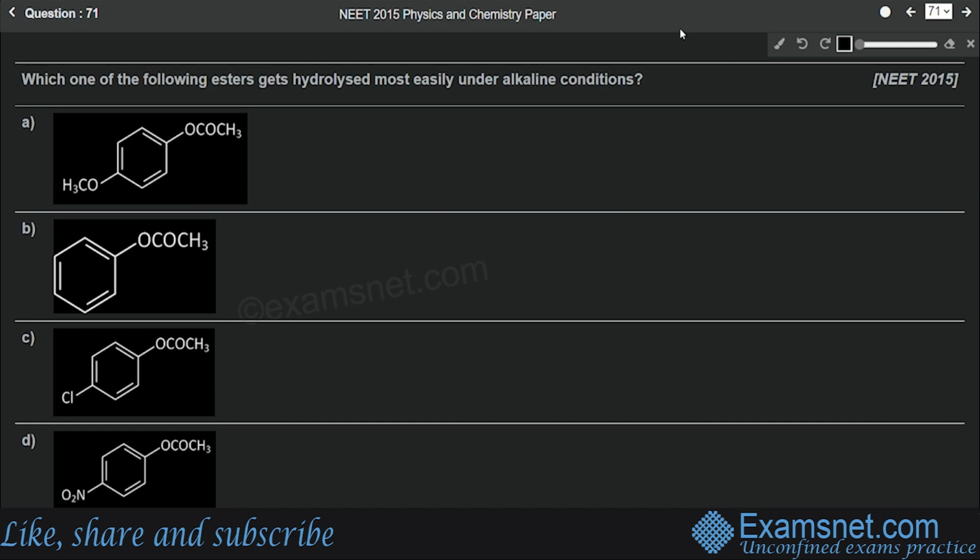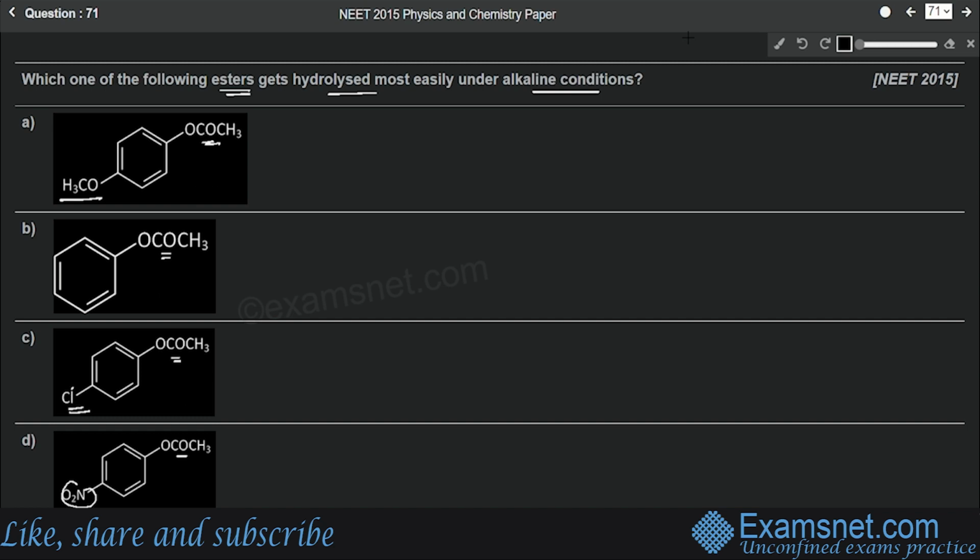Next question is again from aldehydes, ketones and carboxylic acids, and the question is, which one of the following esters gets hydrolyzed most easily under alkaline conditions? Okay, so you can see in each of the options we have a benzene ring, then we have carbonyl group also there, and in addition there are substituents, okay, different types of substituent attached to the benzene ring. For example, in the first one we have H3CO here. In the second one, we don't have anything. In the third one, we have chlorine. Okay, in the second one, you can assume there is hydrogen. Third one, we have chlorine. And in the last one, we have NO2.